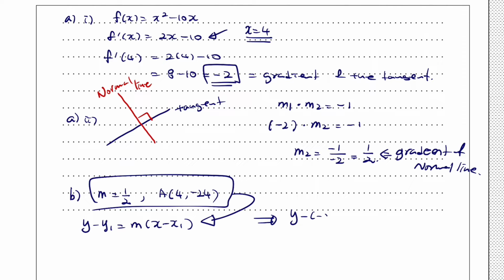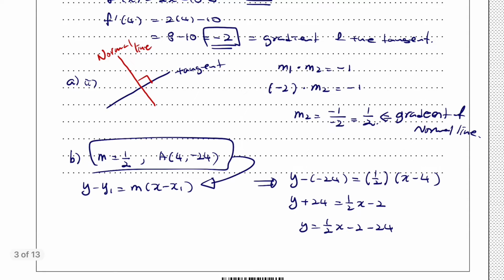Then we get y minus (-24) equals 1/2 times (x minus 4). Then simplifying this will give us y plus 24 equals 1/2 x minus 2. Then we can say y is the same as 1/2 x minus 2 minus 24. Therefore, the equation of the normal is y = 1/2 x minus 26.